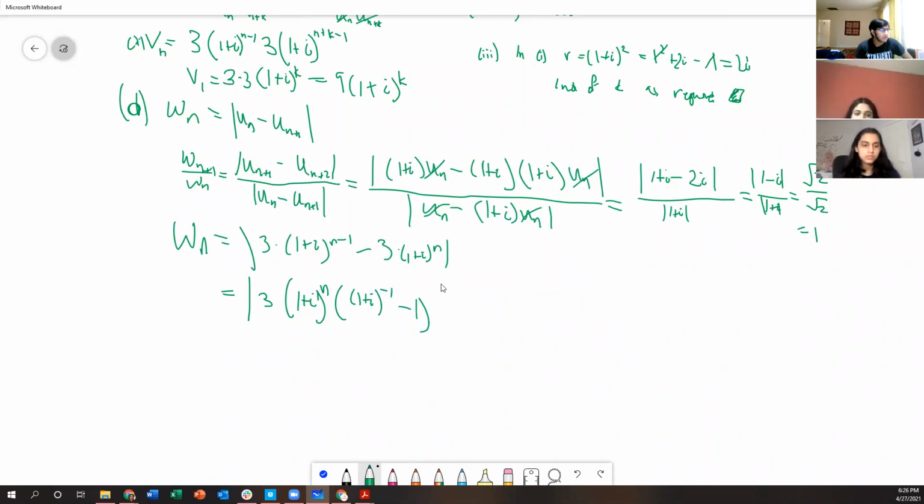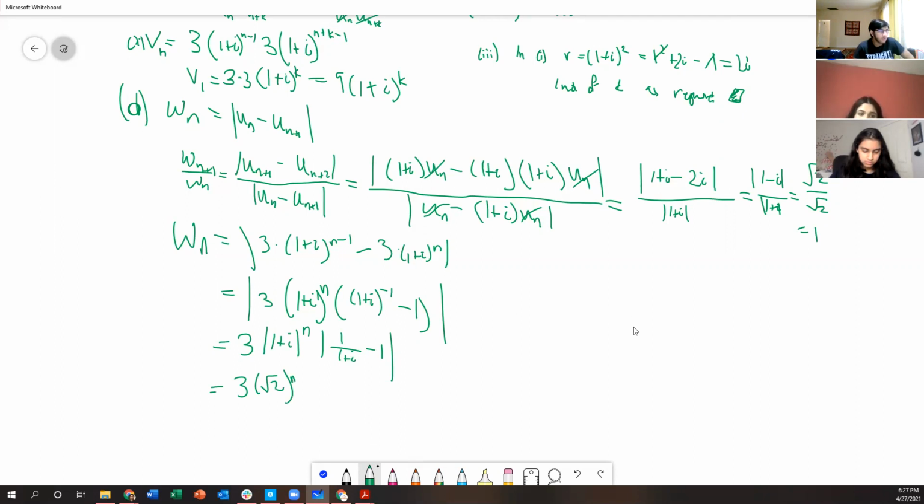minus 1. Now, we can take the moduli individually at this point. We can pull out the 3, and then we can take the modulus of 1 plus i to the n power. And then we can take the modulus of 1 plus i to the negative 1, which is essentially 1 over 1 plus i. And then we can subtract 1. If we do that, what happens is the modulus of 1 plus i is root 2 to the n.